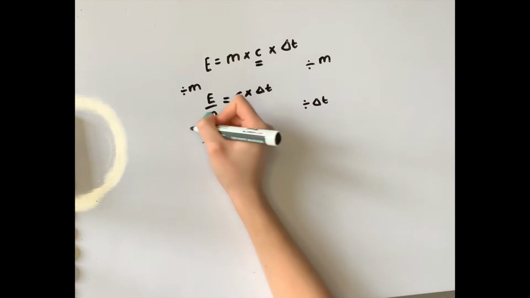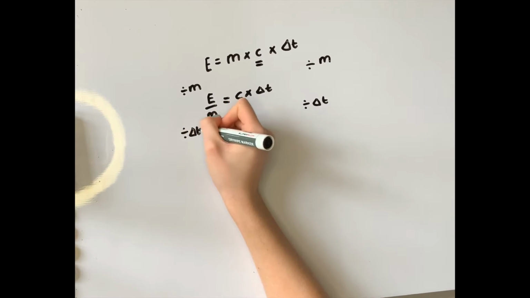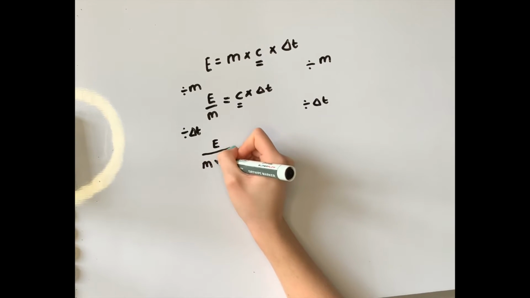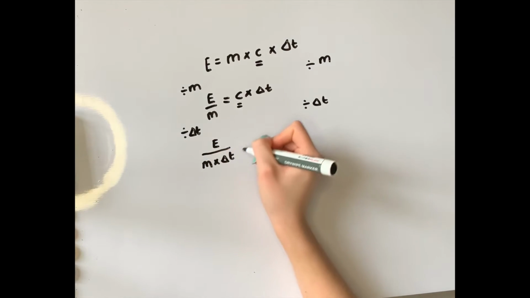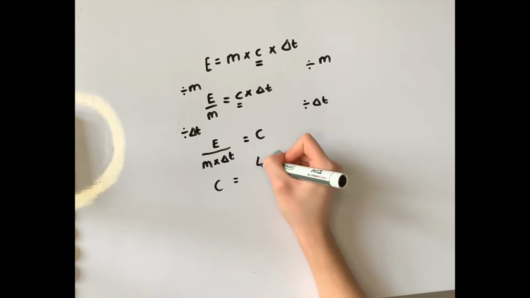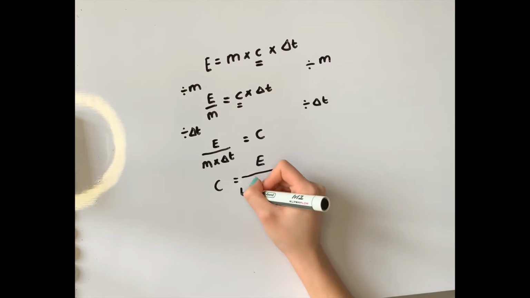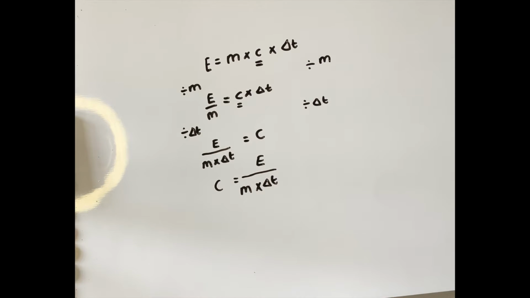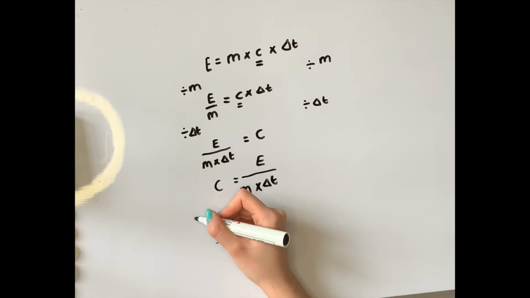We still want to make C the subject, so let's divide both sides by delta T. We're going to get E over m times delta T on the left hand side, and then we finally have C on the right hand side. I'm just going to swap this around so that C is on the left hand side. Nothing changes here. So now let's look at the units of this.